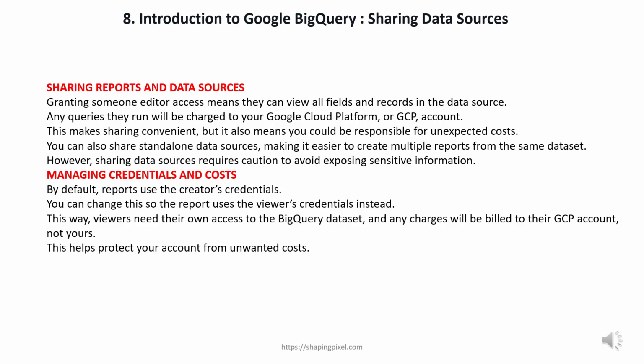You can also share standalone data sources, making it easier to create multiple reports from the same dataset. However, sharing data sources requires caution to avoid exposing sensitive information. By default, reports use the creator's credentials. You can change this so the report uses the viewer's credentials instead. This way, viewers need their own access to the BigQuery dataset, and any charges will be billed to their GCP account, not yours. This helps protect your account from unwanted costs.